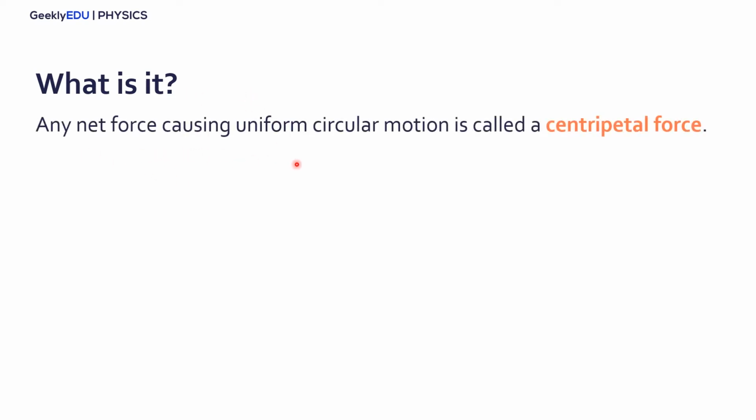Alright, so what is the centripetal force? Well, the centripetal force is actually any net force that causes a uniform circular motion, right? As simple as that. So if you use Newton's second law, we know that the centripetal force is the mass times the centripetal acceleration. And if you remember, the centripetal acceleration is the velocity squared over r, the radius of the circular motion, or r times the angular velocity squared.